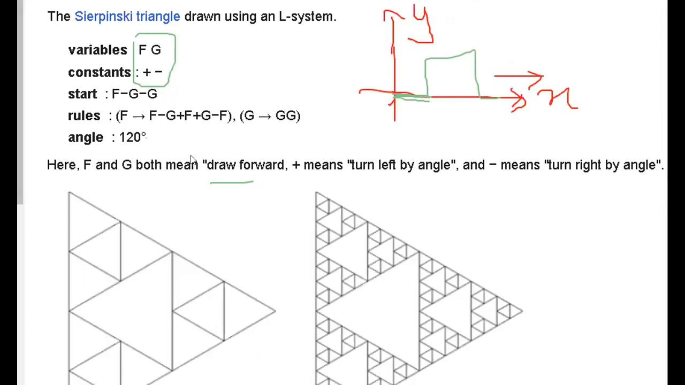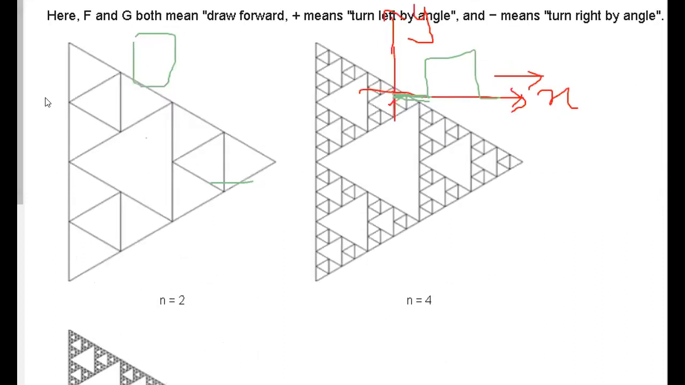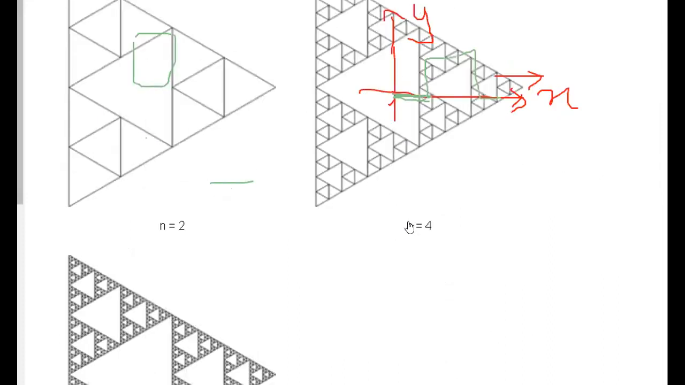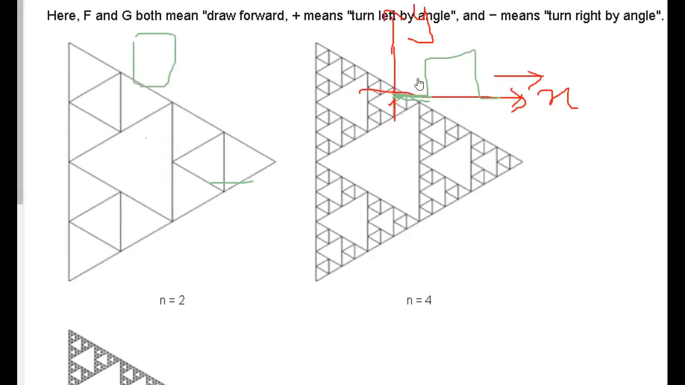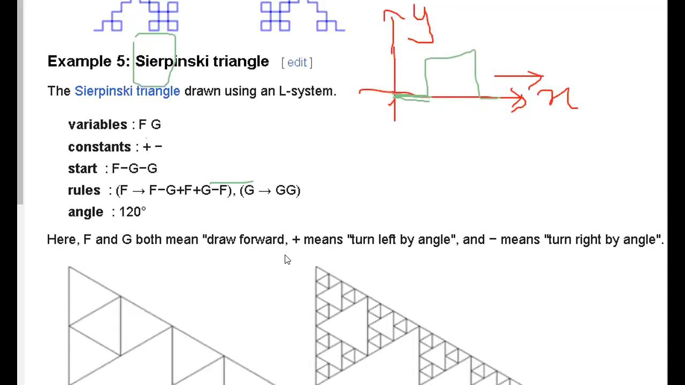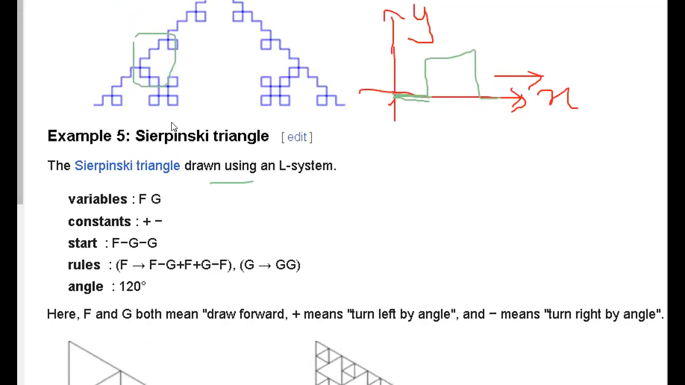This is the second rewrite. When you visualize the second rewrite, you get this picture. When you define F and G and the angles in this way, you get this picture. This is the fourth rewrite. Like that, you can increase the number of iterations and you get a nice triangle. This triangle has a special name. This is called... how do you pronounce this?